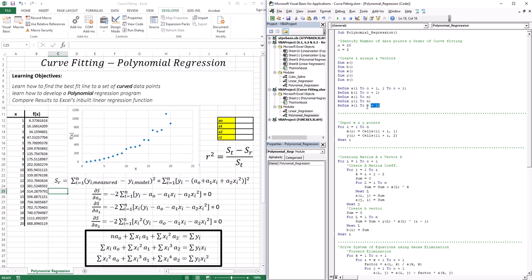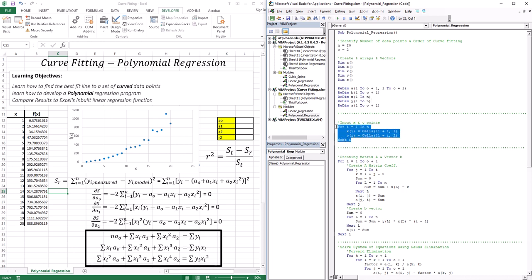And the last thing is, we also need to create a vector for our solutions, right? And I just called it S. And also it's going to be 1 to the order plus 1. So we're going to have 3 solutions, right? So if I'm dealing with a second order polynomial, I should have 3 solutions. Third order, I should have 4 solutions, and so on.